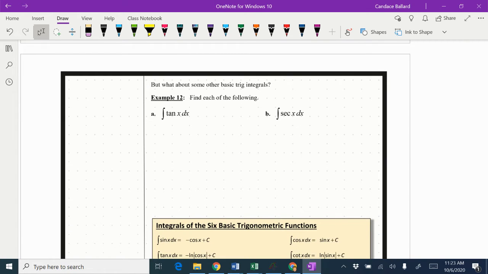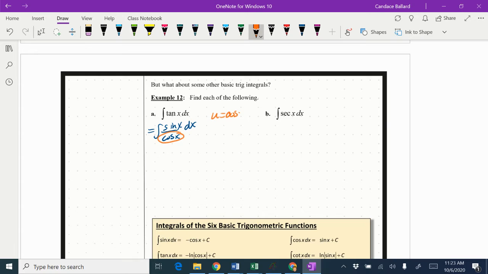So we're going to start by finding both tangent and secant so you can believe what is written down here, and you can know that you can recreate these if you don't have them memorized. So we're going to just look through example 12. I'm going to start by rewriting tangent as sine x over cosine x dx. And now I'm going to use u substitution. So I'm going to use my denominator here as the u.